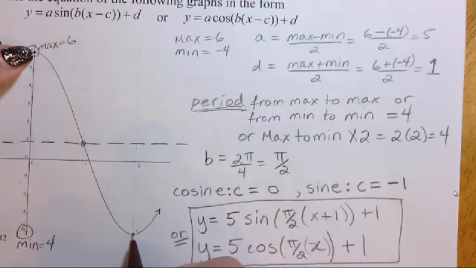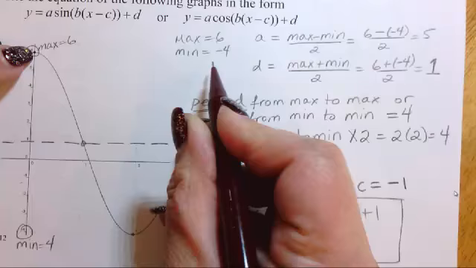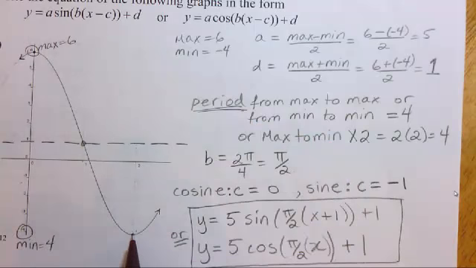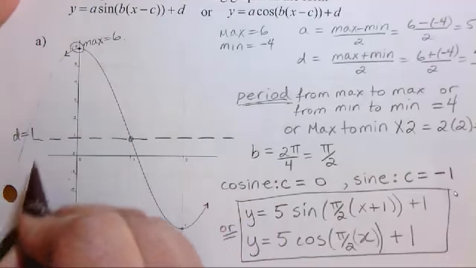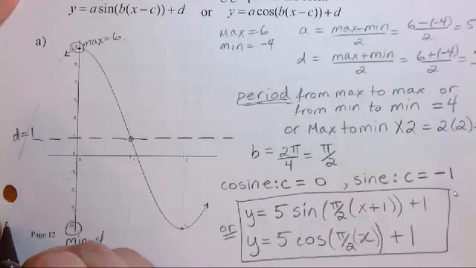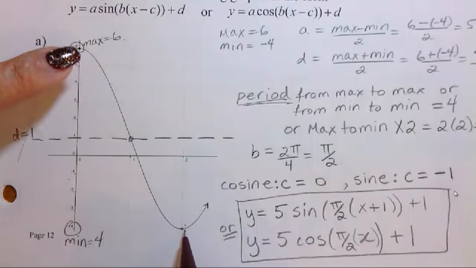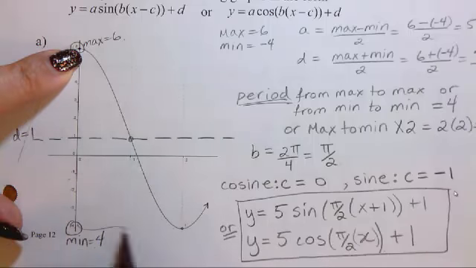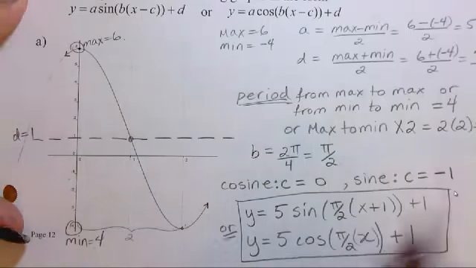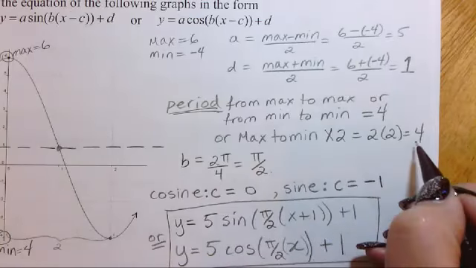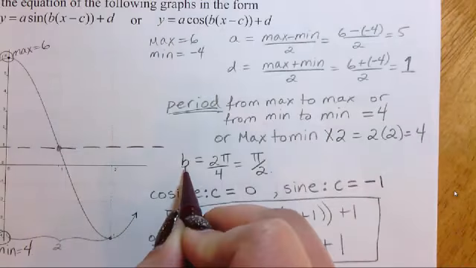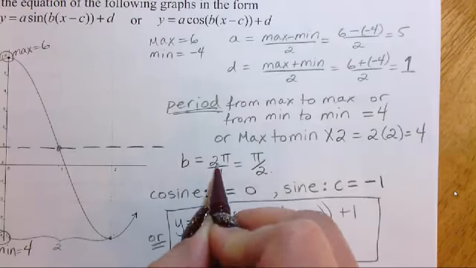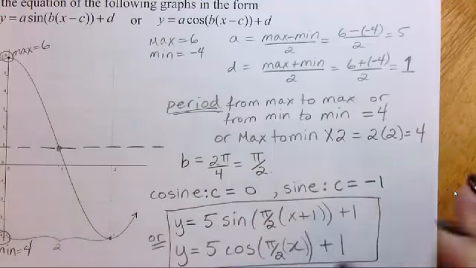Now this is only half, right? It would be ideal if I had a max to a max, if this went all the way back up to like here, or a min to a min. But I don't have that on this graph. I just have max to min. So I'm going to take that value, which is 2, from max to min, and multiply that by 2, and that's going to give me 4. So my period is 4, and I use that to figure out my B value. 2 pi divided by my period is pi by 2.